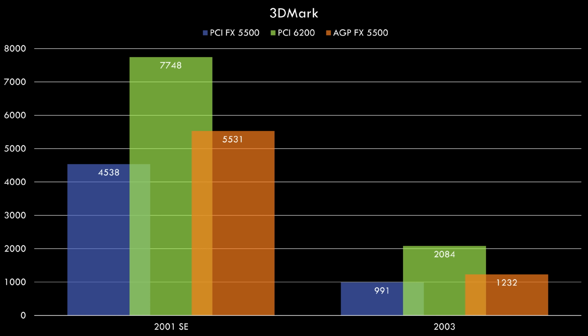And what stands out is that in 3DMark 2001, I see the AGP 5500 is a little bit faster than the PCI version, but not by a lot. And when we get to 2003, there's not much of a difference, maybe 200 3D marks. But with the PCI version of the 6200, we can see that this card is significantly faster than the others.